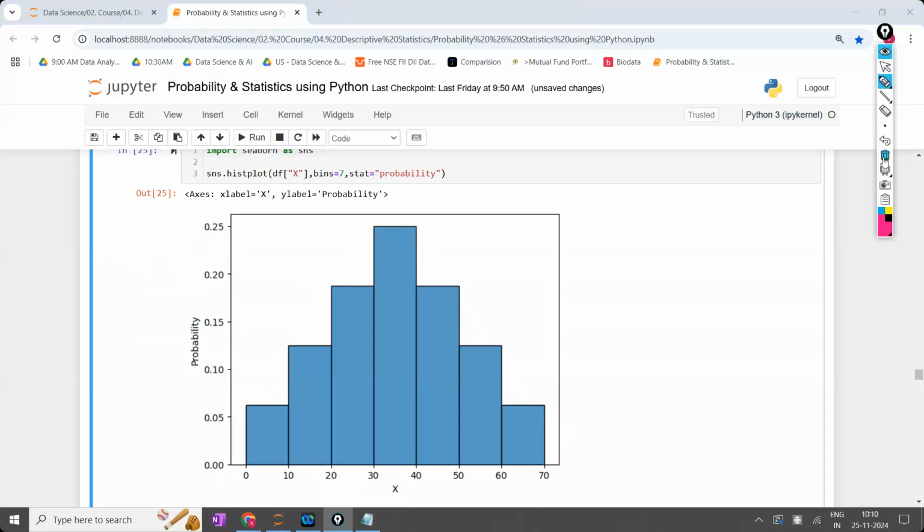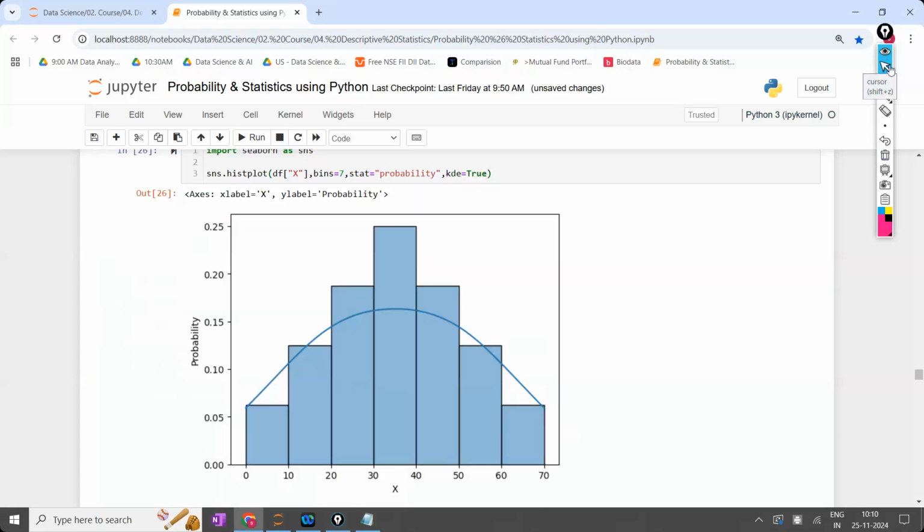To get this density curve, you have to write KDE is equal to true, comma KDE is equal to true. Then you will get the curve like this. Now, what is KDE? KDE means kernel density estimation. That is the full form. K stands for kernel, D stands for density, E stands for estimation. Kernel density estimation, which is also called the density curve.